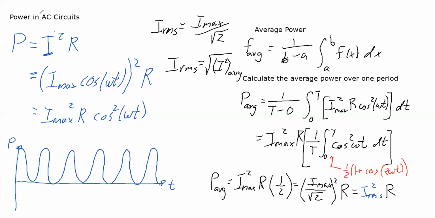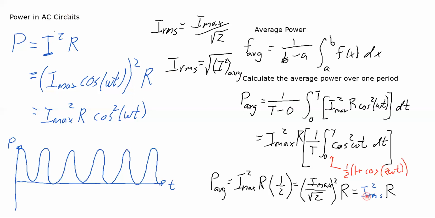But remember that's I squared, that's amps squared. So to get back current, we squared I, we took the average of that function, and then to get back our current, we had to take the square root. That's called the root mean square.